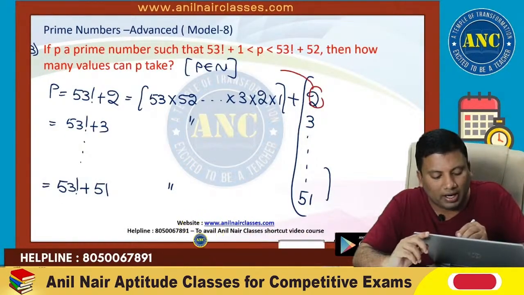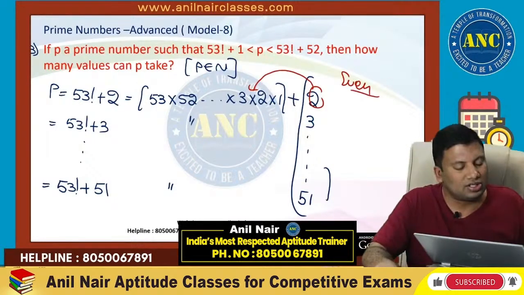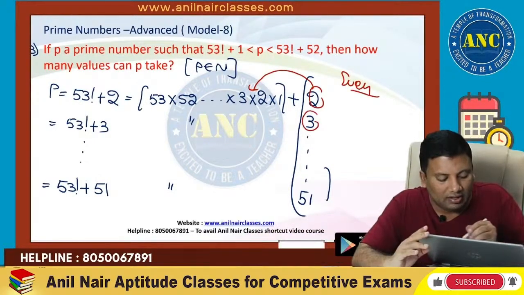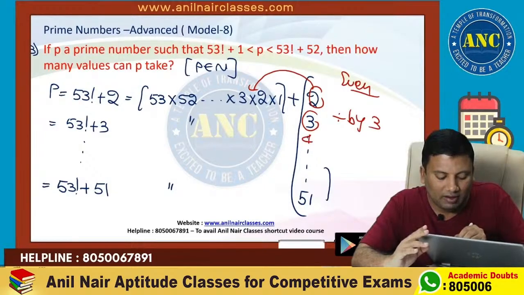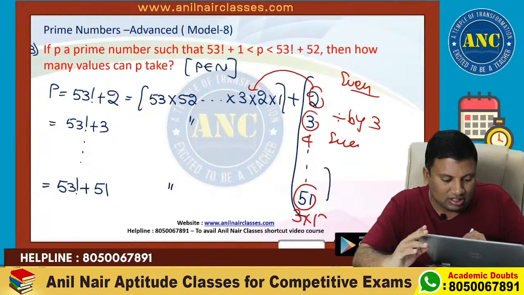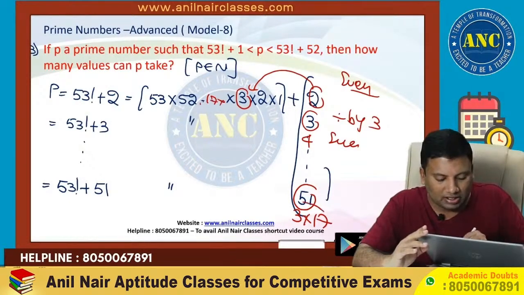2 is a part of this number. Even plus even is even, right? It is not possible. 3: this is divisible by 3. The answer is divisible by 3. Even plus even, even. 51: it is 3 into 17. 3 is present here, 17 is also present here.